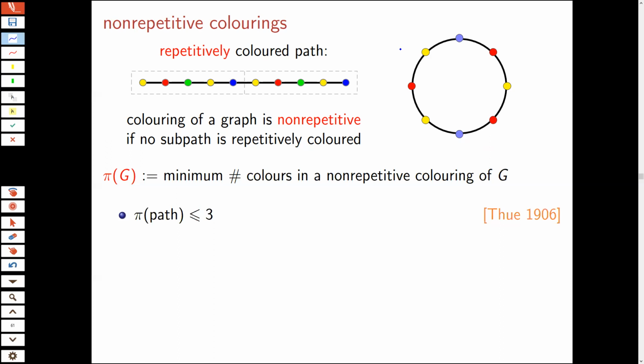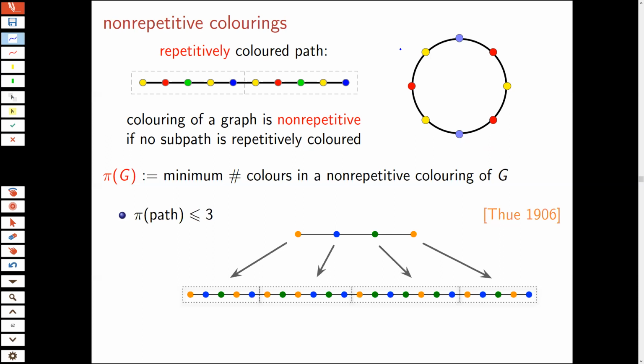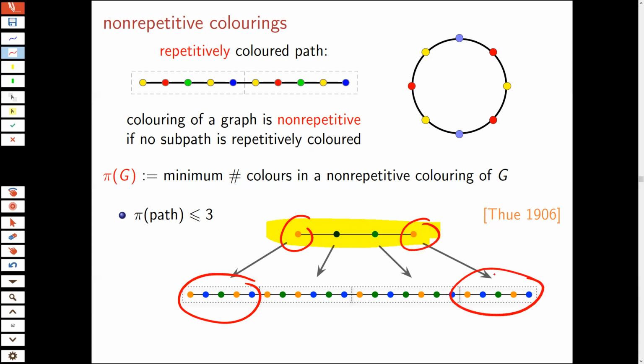But Thue proved this in a beautiful way. He showed that if you start with any non-repetitively colored path and simply replace each orange vertex by that subpath, so this orange one gets replaced by the same subpath, and the blue ones get this subpath, and the green ones get replaced by that, and you just blow up the path in this fashion. And if the starting path was non-repetitive, then the new one is non-repetitive as well. So that shows that arbitrarily long paths are non-repetitively 3-colorable.